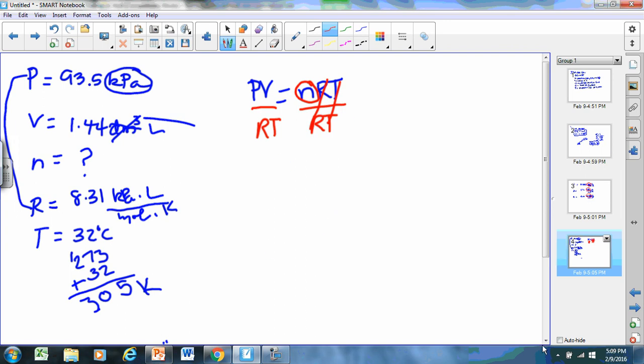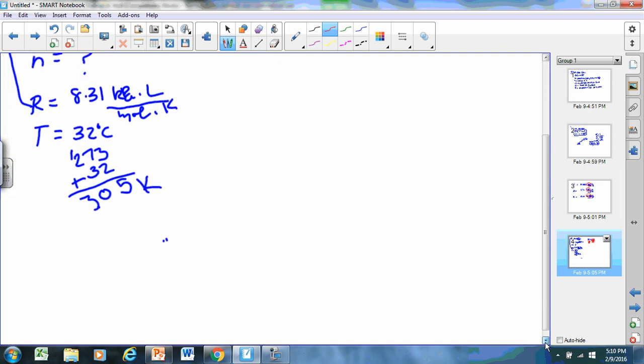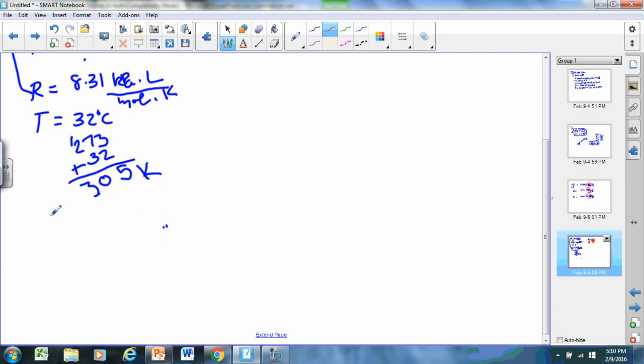I'm going to toggle down here because it's going to take a little bit of space to do this. All right, so this is what we know. We know that N is equal to pressure times volume over R times T. I go up to the table. What is the pressure? It's 93.5 kPa. What is the volume? I think it's 1.44 liters.